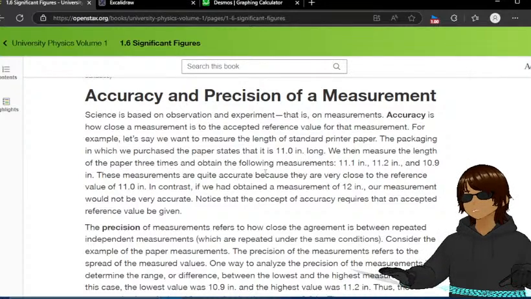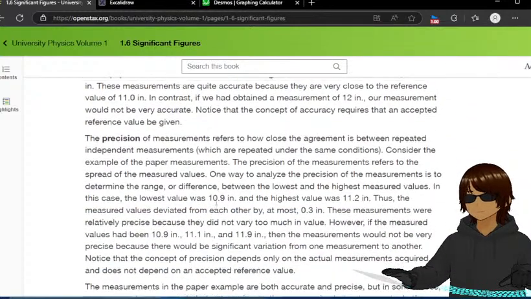These measurements are quite accurate because they're very close to the reference value of 11 inches. In contrast, if we had a measurement of 12 inches, our measurement would not be very accurate. Notice that the concept of accuracy requires that an accepted reference value be given.